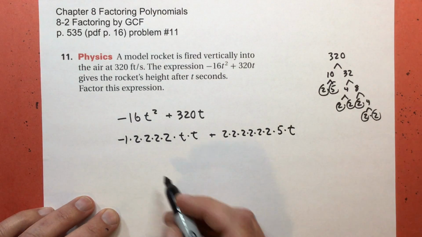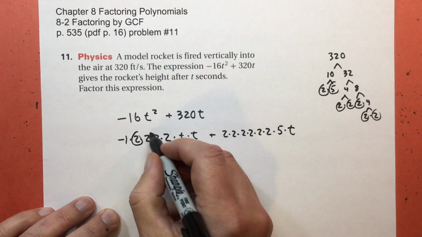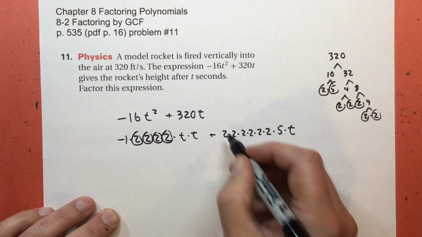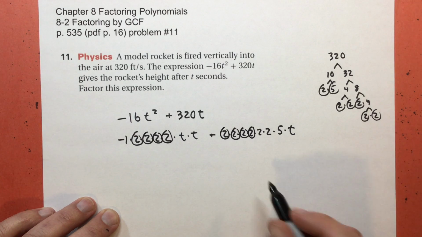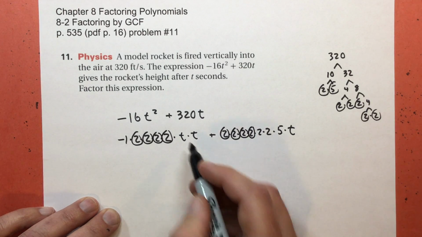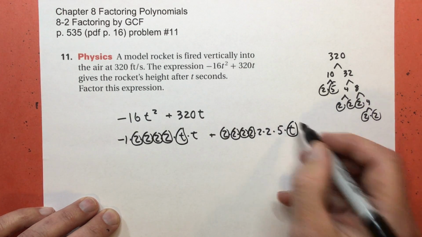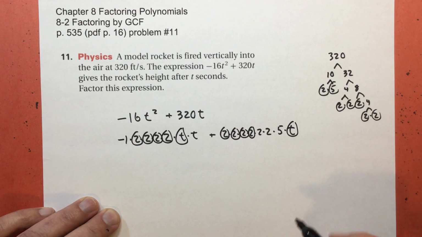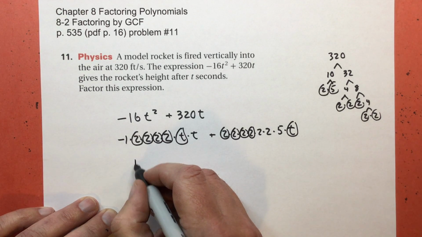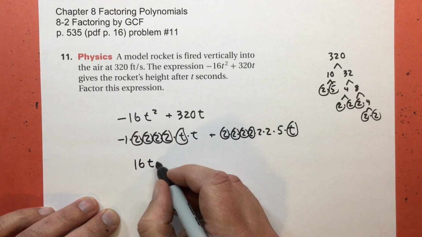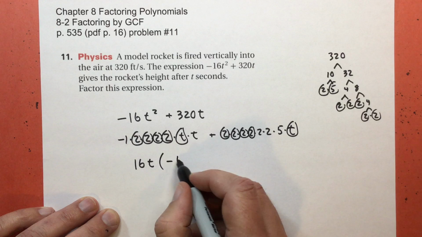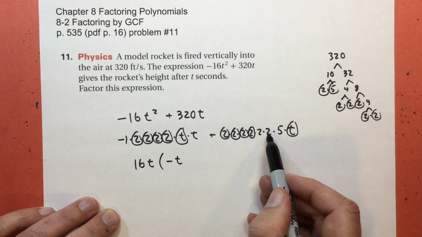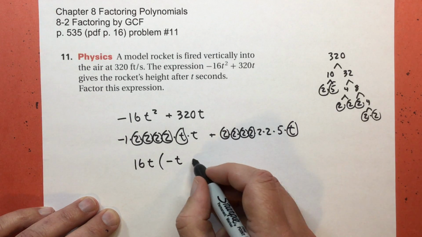So what do they have in common? Looks like they got 4 of the 2's being multiplied, which basically means 16 is a factor in both of them. And they also have a t, but that's it. So my common factor is 16t. What do I have left behind? Negative 1 times t, which is negative t. And 2 times 2 times 5, which is 20.